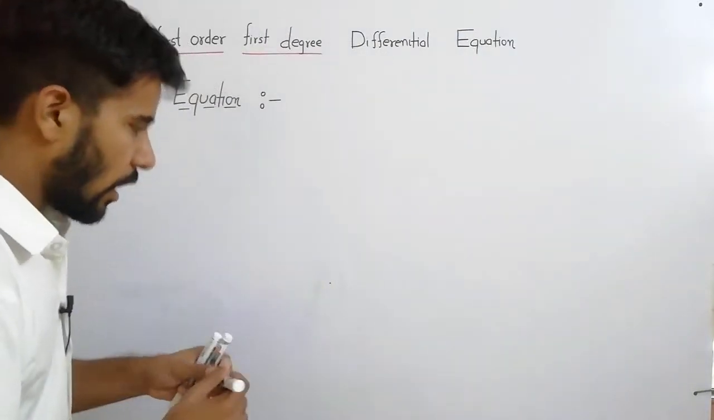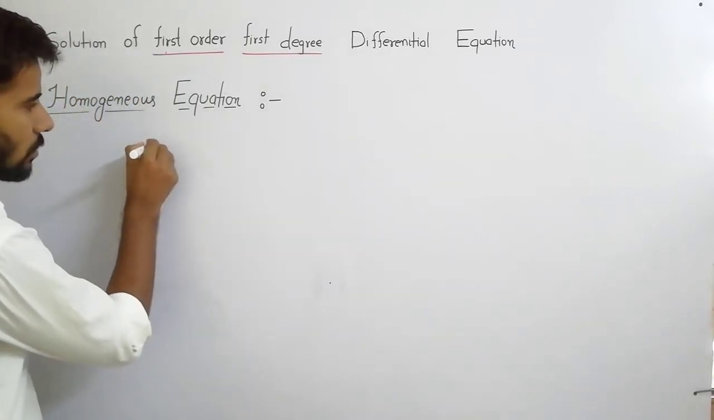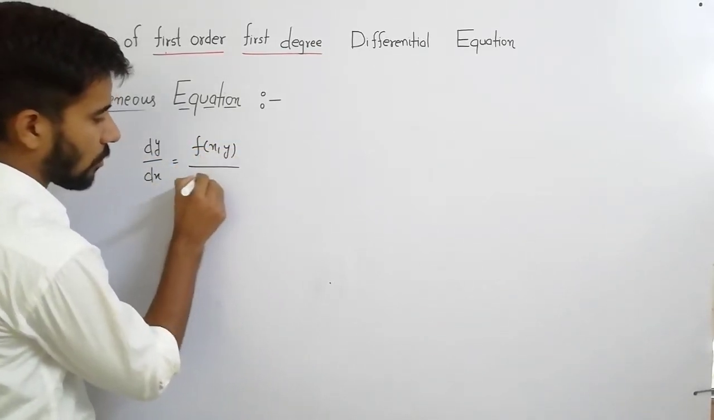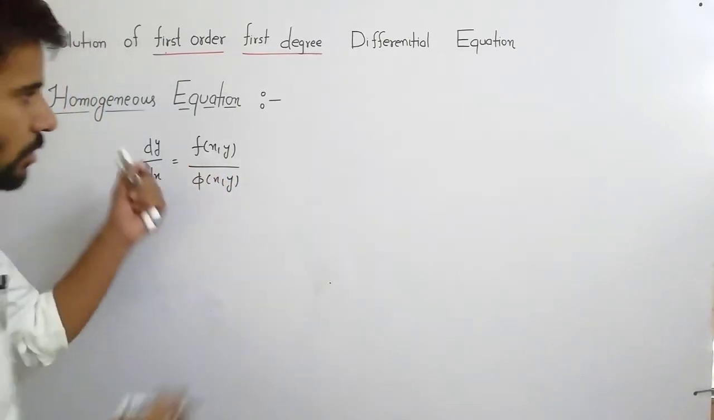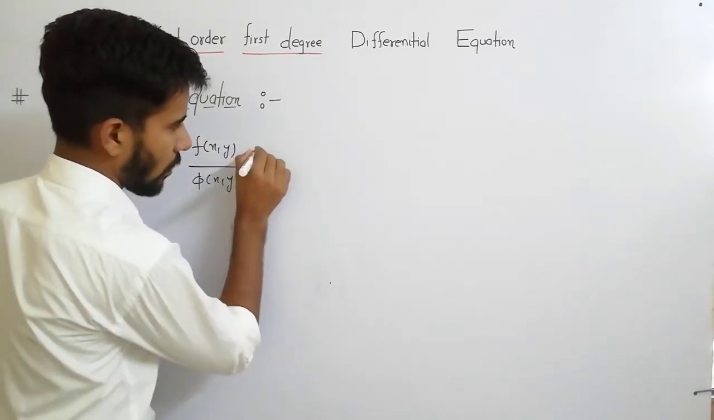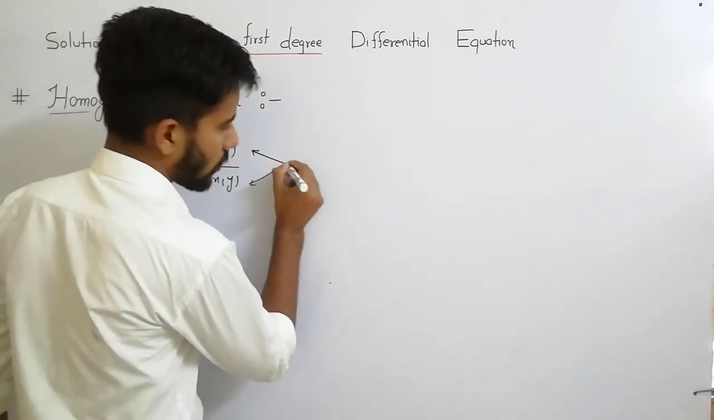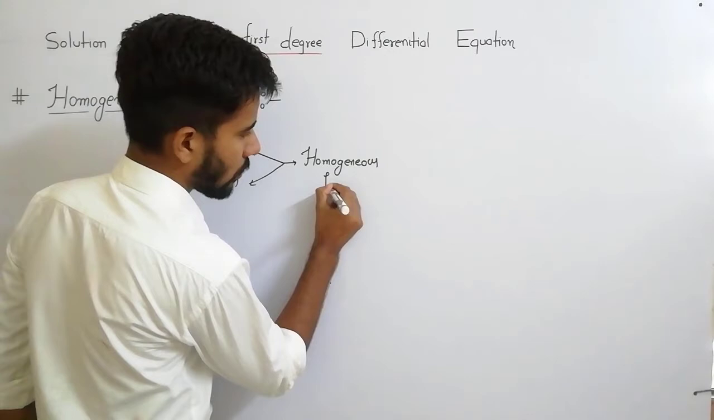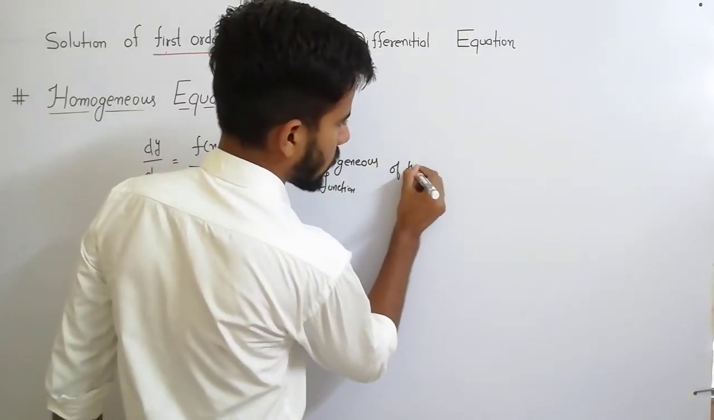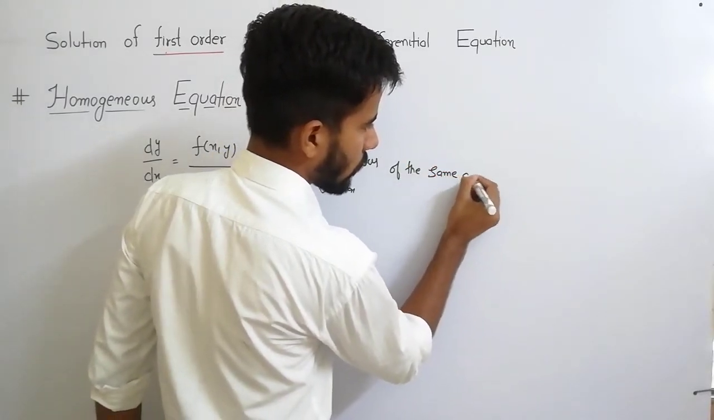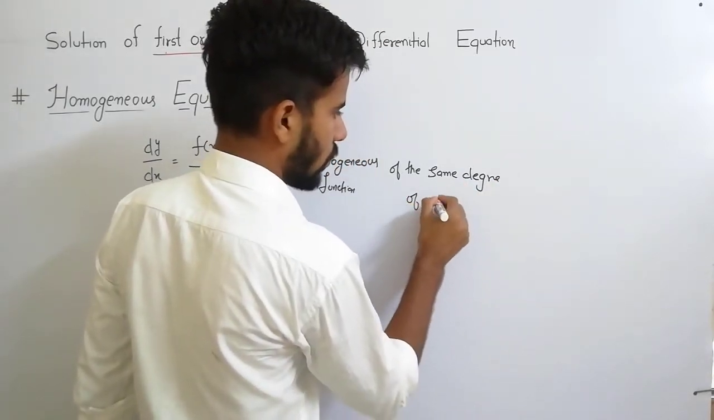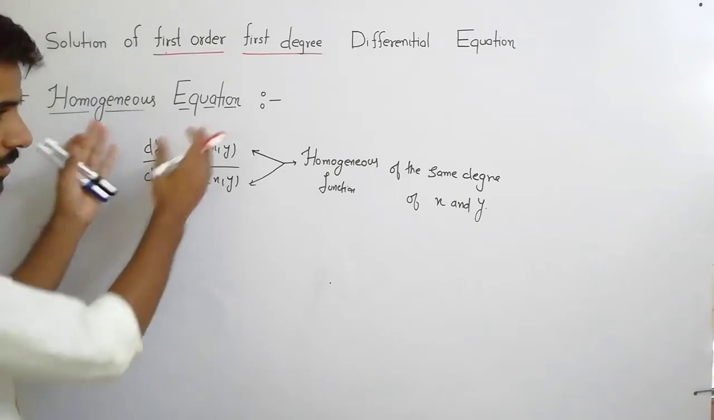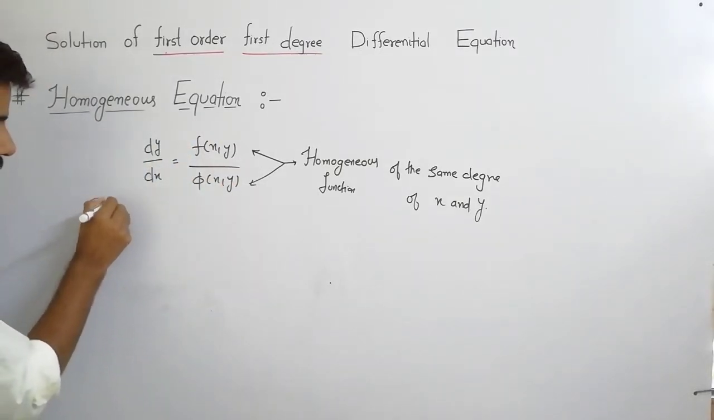In the homogeneous equation, the differential equation is in the form dy by dx is equal to f of x and y upon phi of x and y, where both functions f of x, y and phi of x, y are homogeneous functions of the same degree in x and y.